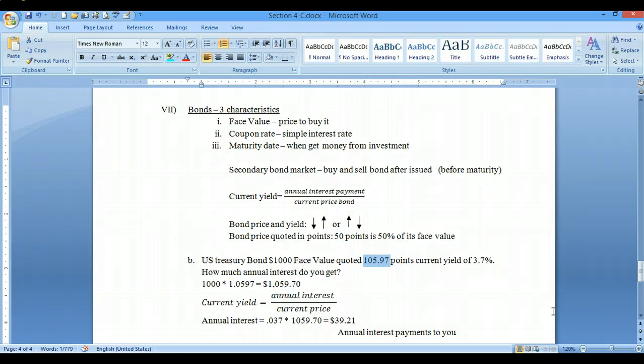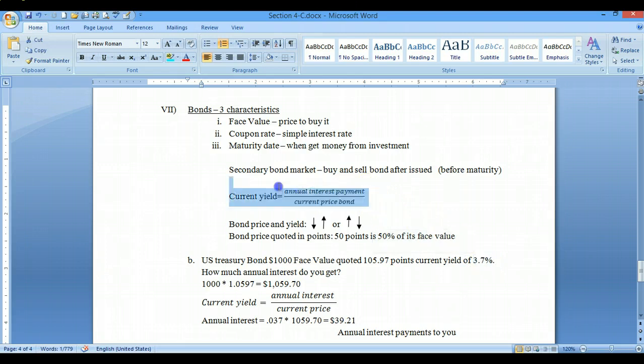And to change it to a decimal, I need to move the decimal over 2 places, which is 1.0597. Multiply it by the face value, and it's $1,059.70. Now this is the current bond price, and now I have the yield, and I want to find the annual interest.